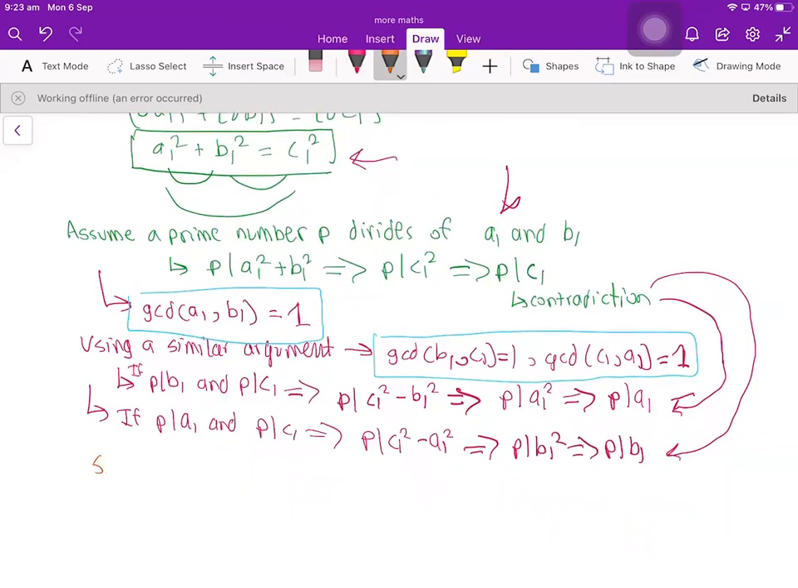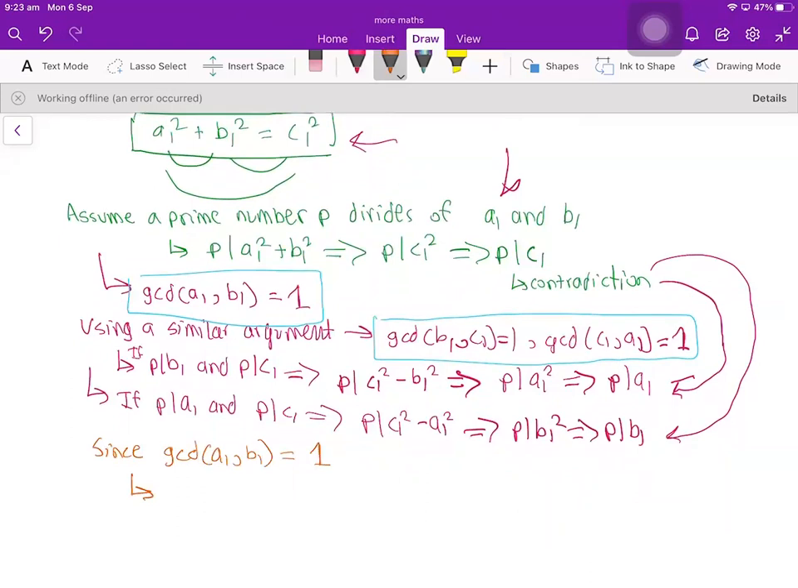Okay, so since the GCD of a1 and b1 is equal to 1, the numbers can't both be even. So there are three cases. Actually, the first case I'll do is a1 odd and b1 odd.